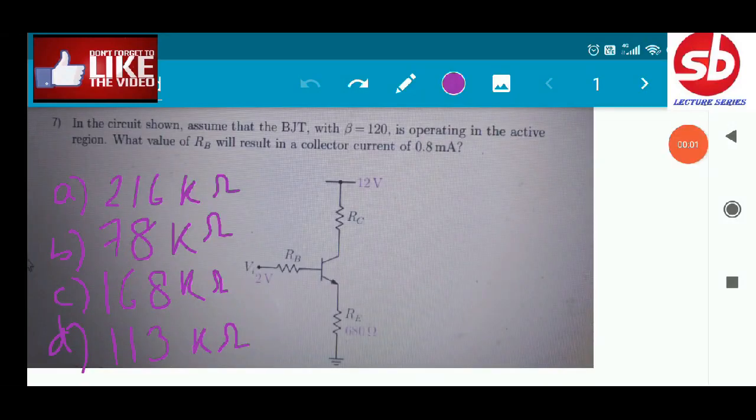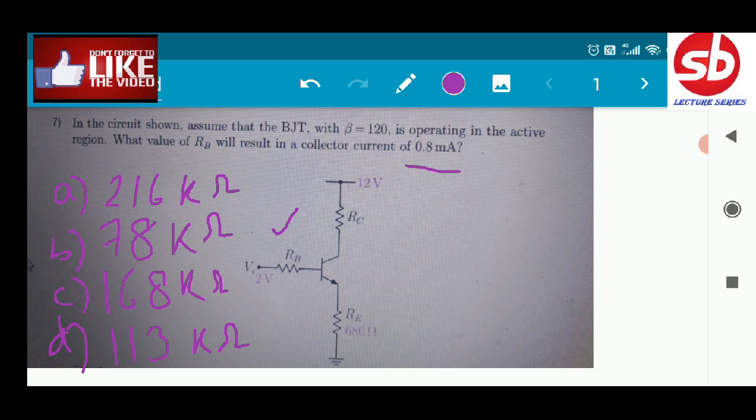Okay, now you can see in the screen, this is the question. In the circuit shown, assume a BJT with a beta value of 120 is operating in the active region. The question asks what value of RB will result in a collector current of 0.8 milliampere. So that means we have to find the RB for a collector current of 0.8 milliampere.